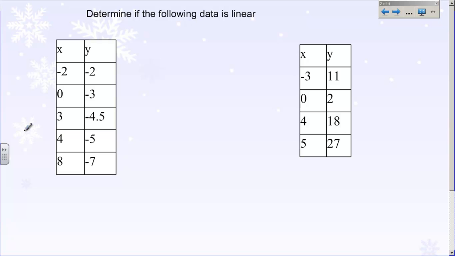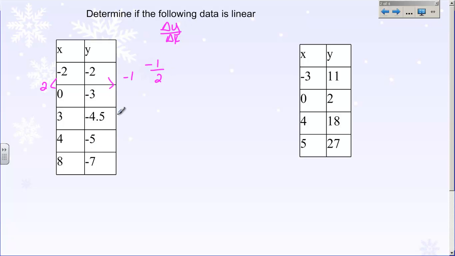Here's how we know if the data is linear. The rate of change has to be the same all the way through the table. So the slope through the entire table has to be the same. So your delta y over delta x has to be the same all the way through. We're going to check using delta y over delta x multiple times. Right here, my change in y is -1, and my change in x is 2. So my slope is -1 over 2.